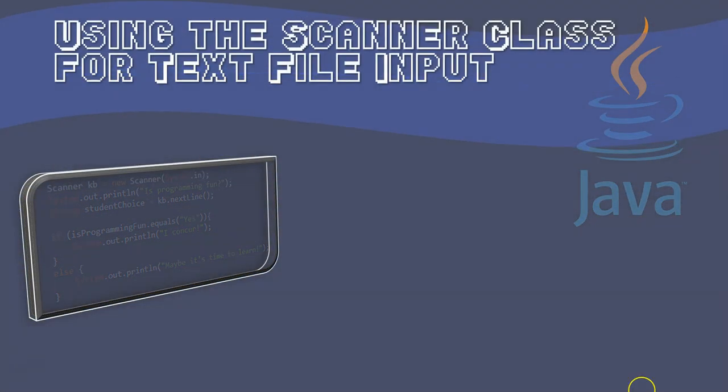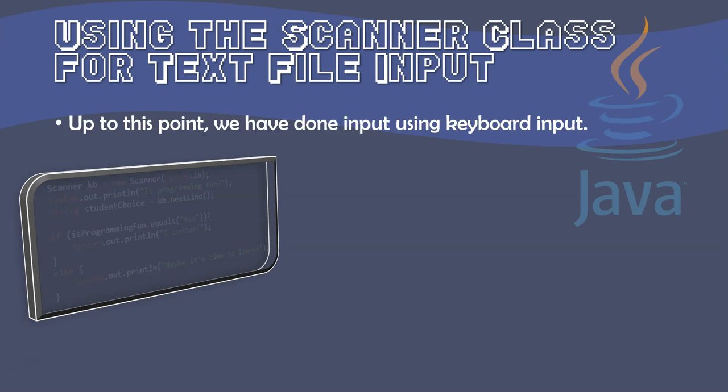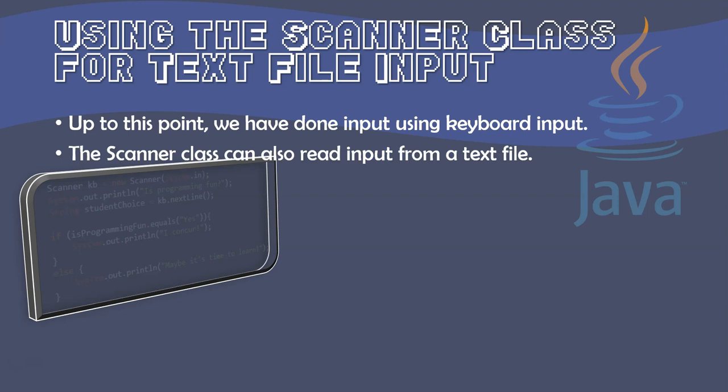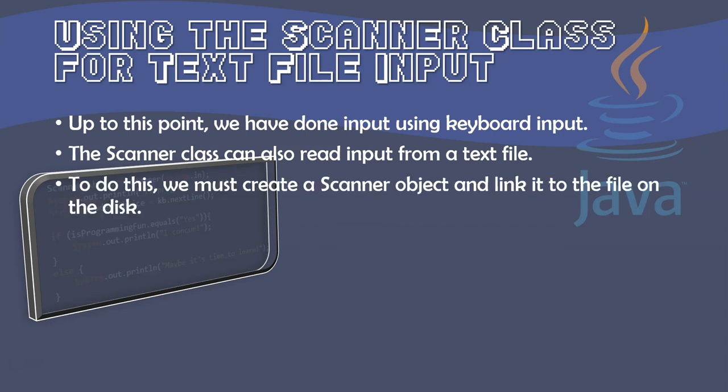So the scanner class is pretty handy. One of the obvious things we can do is get user input, but we can also use it to read in from text file input. Keyboard input, of course, is where we sit down at the keyboard and type things in. Great, awesome. But reading in from a file is also very helpful because sometimes we need to pull data or information that might be in that file, and having the scanner class be able to read that in is really helpful.